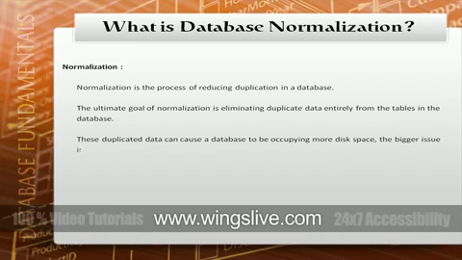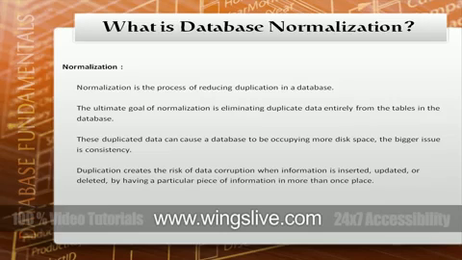This duplicated data can cause a database to occupy more disk space. The bigger issue is consistency. Duplication creates the risk of data corruption when information is inserted, updated, or deleted, by having a particular piece of information in more than one place. Database normalization can essentially be defined as the practice of optimizing table structures.